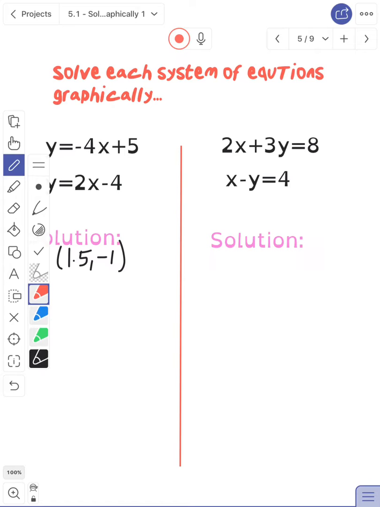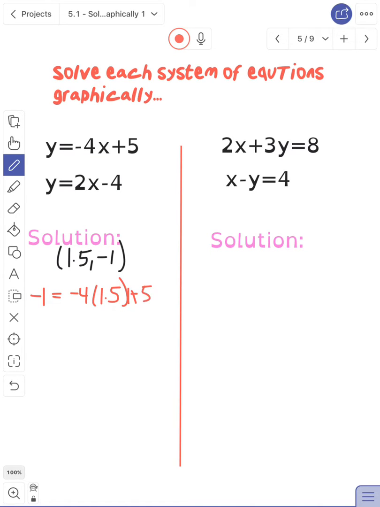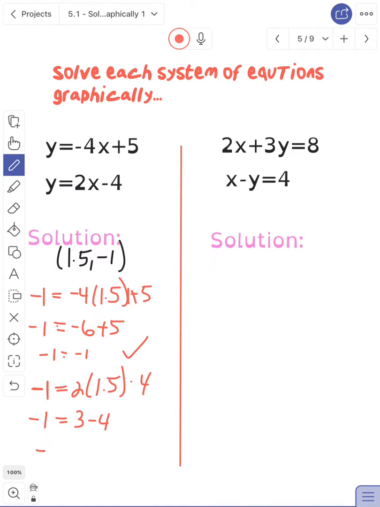And if we check our work in both of the equations, we'll see that it's true. So if I plug in y as negative 1, that means negative 4 times 1.5 plus 5. So we get negative 6 plus 5, so it is equal to negative 1, so it makes the first equation true. And we have to make sure that the y value of negative 1 would equal 2 times the x value minus 4. And we do see that 3 minus 4 is equal to negative 1. So it does make both of them true.